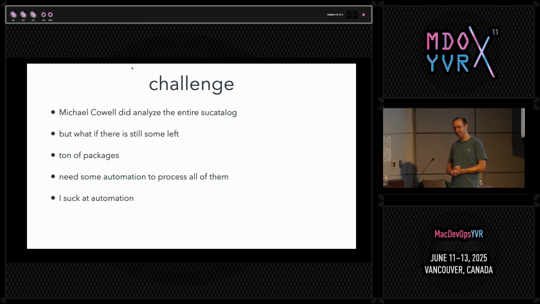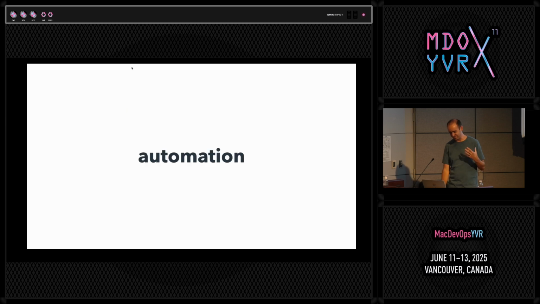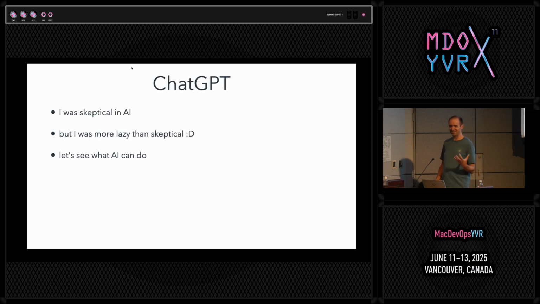So the challenge was, Michael did analyze the entire catalog, but I was like, okay, what if there are still vulnerabilities left? I keep finding vulnerabilities in components that I already looked at once. And there is a ton of packages. So I was like, okay, I need some automation to process all of them. And I really suck at automation. So I was like, okay, we have this stuff called ChatGPT AI, which I never really used. I was really skeptical, but I was more lazy than skeptical. So I will give it a try. Let's see where we are going with that.